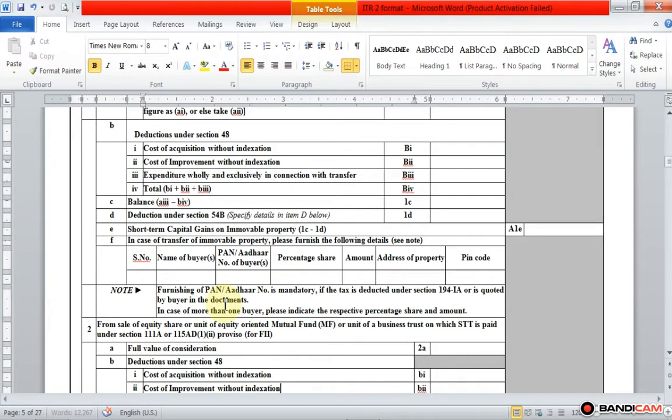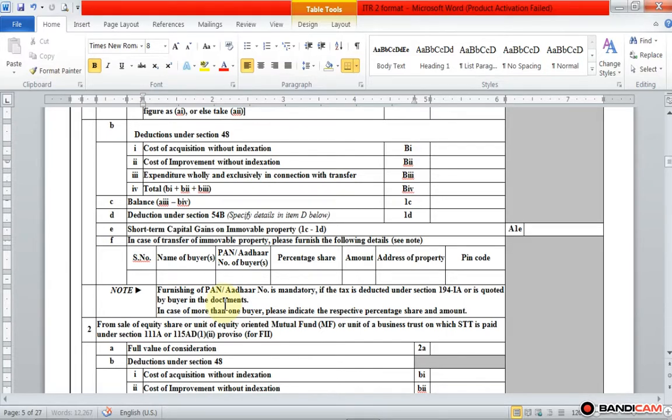All the information relating to the immovable property transferred to another person will be furnished by the assessee in this column. Then a note is given: furnishing of PAN or Aadhaar number is mandatory. So the PAN card number and Aadhaar card number of the buyer is mandatory, compulsory.